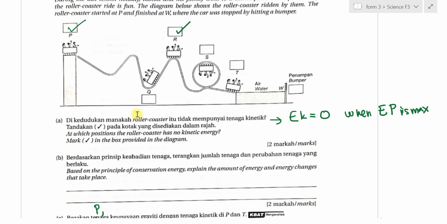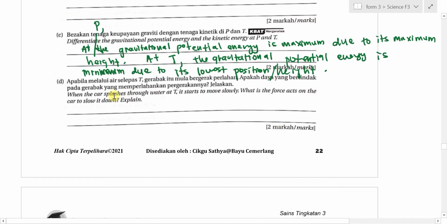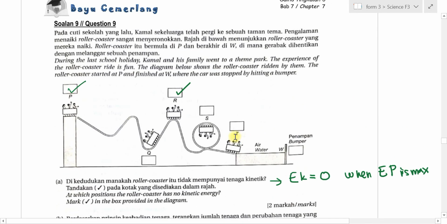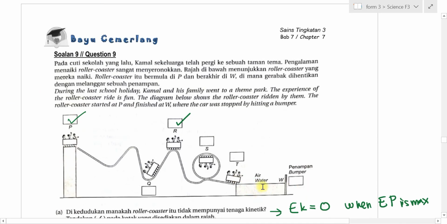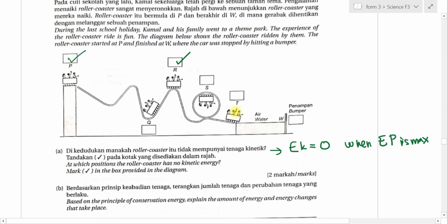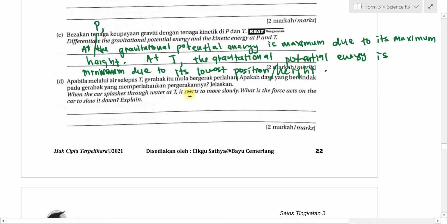Next question is asking us about when the car splashes through water at T. That means it's spraying some water. Oh, there is water here. That's why I was thinking, why is there water? Okay, it starts to move slowly. What is the force acting on the car to slow it down? Explain.